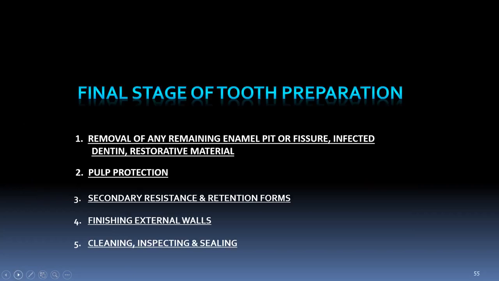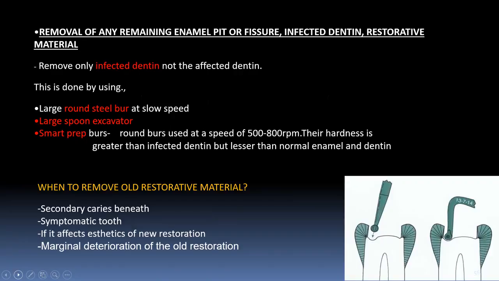Coming to the final stage of tooth preparation, this includes removal of any remaining enamel pit or fissure, infected dentin, restorative material, pulp protection, secondary resistance and retention form, finishing of the external walls, cleaning, inspecting, and sealing. For removal of infected dentin, we should remove only the infected dentin and not the affected dentin. This can be done by a large round steel bur at a slow speed, a large spoon excavator, and nowadays we have the smart prep burs.